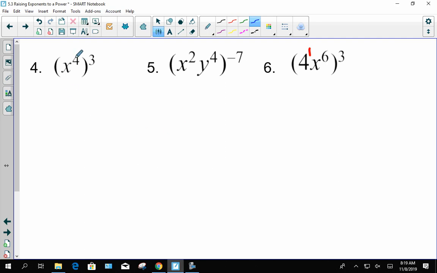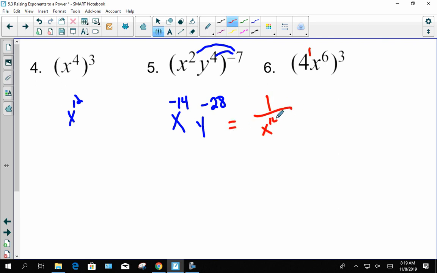Okay, so here we go. This is just 4 times 3. So we have x to the 12th power. Now, this negative becomes a distributor. You have to distribute it to every single exponent. So now I'm going to have x to the negative 14th and y to the negative 28th. Well, I can't keep it like that, can I? No. So now I have 1 over x to the 14th, y to the 28th.